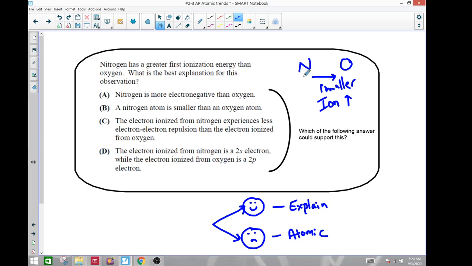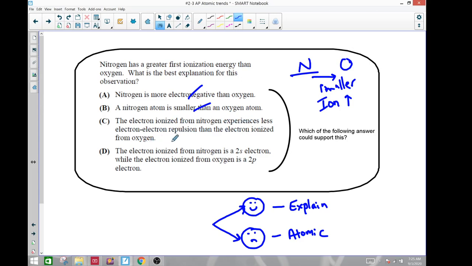But they're saying, oh, hold on a second. Turns out in nature, nitrogen's bigger. Okay, so which of these could possibly explain this anomaly? Okay, we haven't done anything with electron activity yet. The nitrogen atom is smaller than the oxygen. Technically, no. Oxygen's smaller. The ionization energy, the electron ionized from nitrogen, so the removing electron, experiences less electron repulsion than the electron ionized from oxygen.